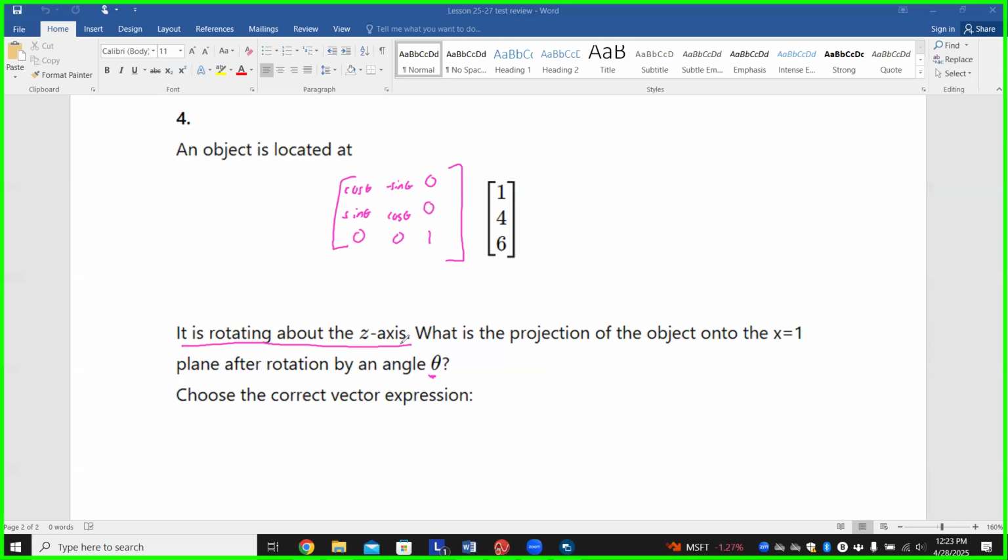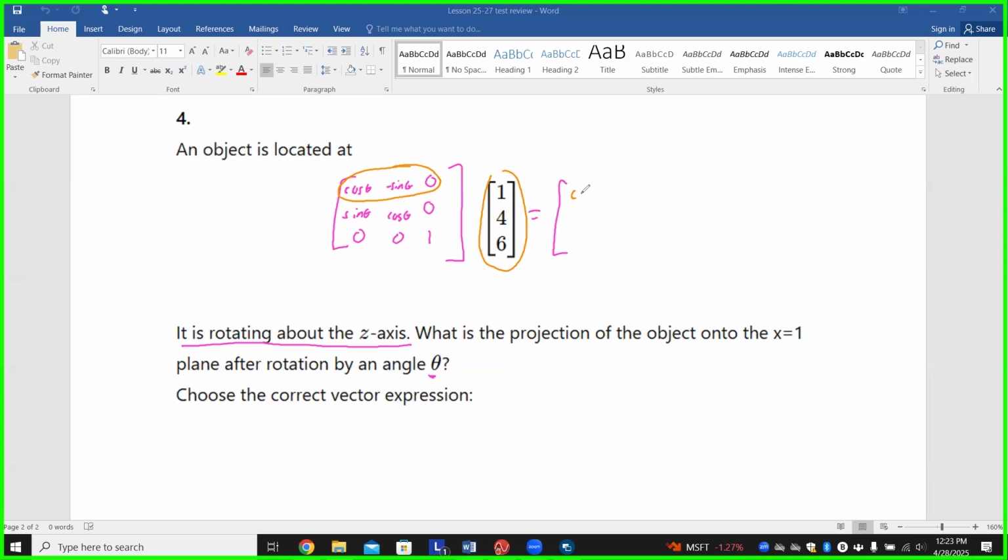All right, we ready? So again, first thing you need to do is the rotation first. So multiply the 3 by 3 to the 3 by 1. So cosine, so again, we do row by column. So this will be row. And then, of course, there's only one column. So cosine times 1 would be what?